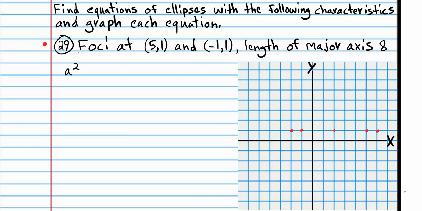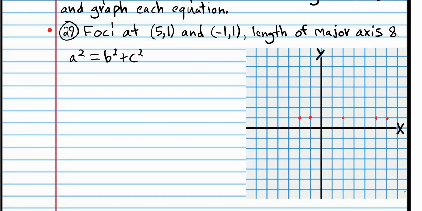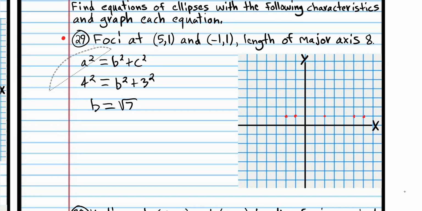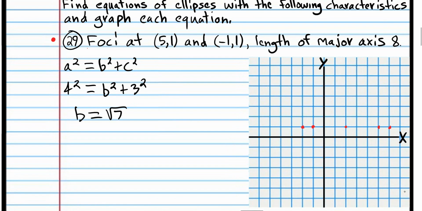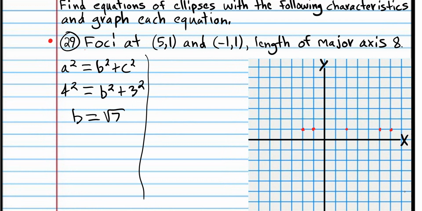Remember, we have our formula, a squared is equal to b squared plus c squared. It looks like the Pythagorean, but it's not quite the Pythagorean, because c is in the wrong place. And we have a, the distance from the center to the vertices, so that's 4. And we have c, the distance from the center to the foci, that's 3. And so if we do the math, we see that b squared is equal to 16 minus 9, which is 7, and b is the square root of 7. So now we have everything that we need to write the equation. So this is an ellipse where the major axis is horizontal, so a squared is going to be under x minus h squared.